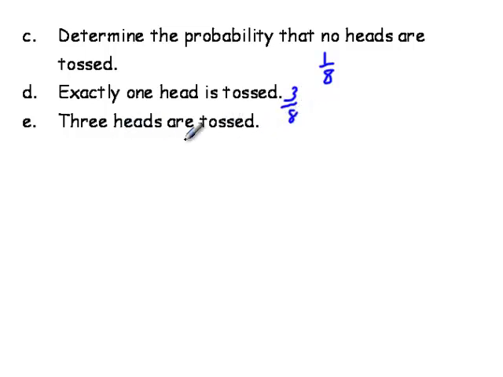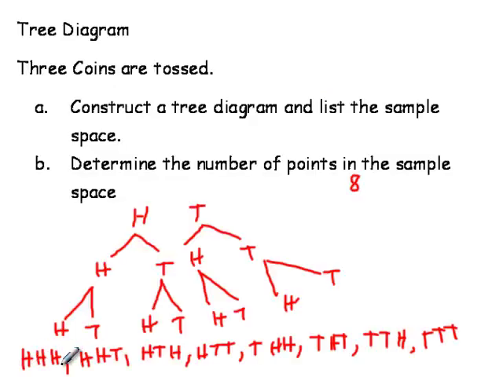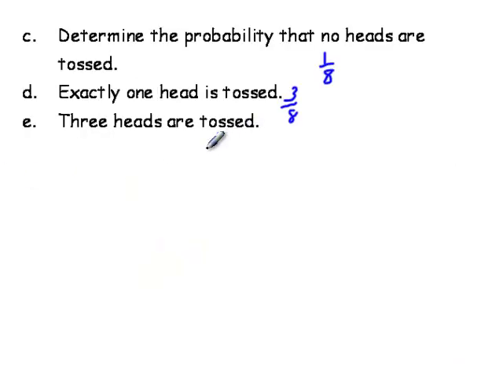And last, 3 heads are tossed. This would be the only time 3 heads would have been tossed. So that one also has an answer of 1/8. Use a tree diagram in order to determine your probabilities.